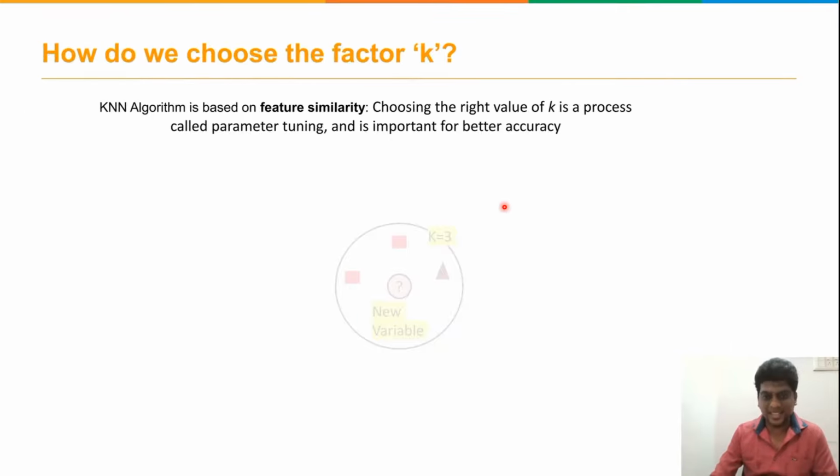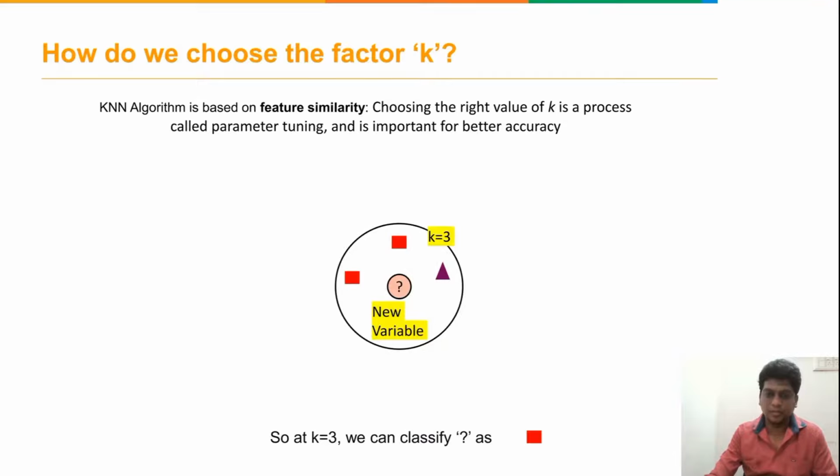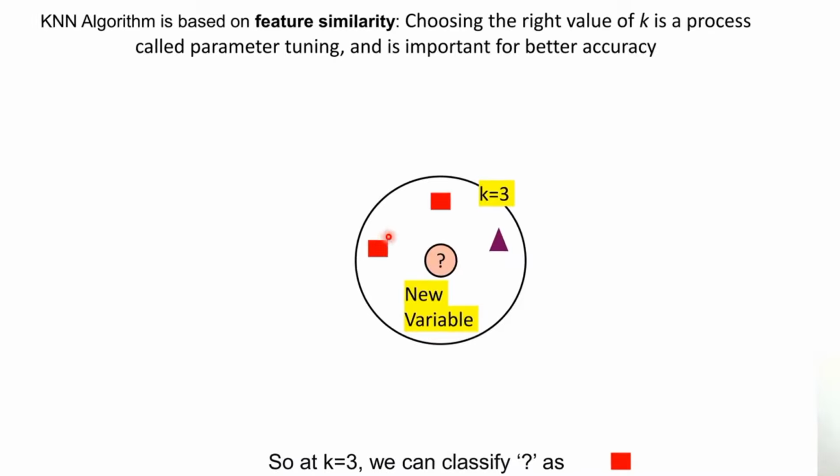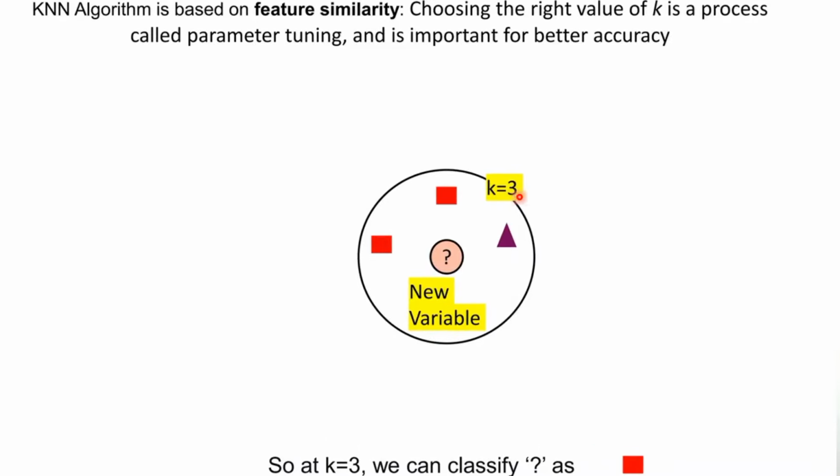The main challenge in this algorithm is to find the parameter k. K is normally based on the similarity of features present in the object. It is a parameter tuning for better accuracy measurement. See, this is a new variable to be identified. The nearest neighbors 1, 2, 3. So the k value is equal to 3. Here the maximum is chosen as this red color. Okay, so can we classify as red? We can see that now.